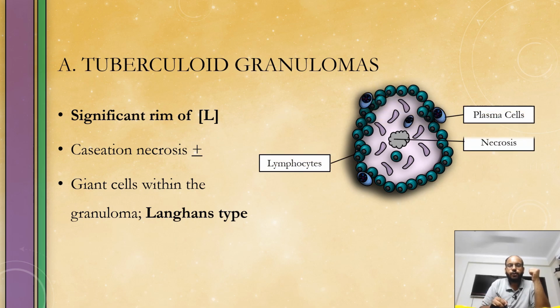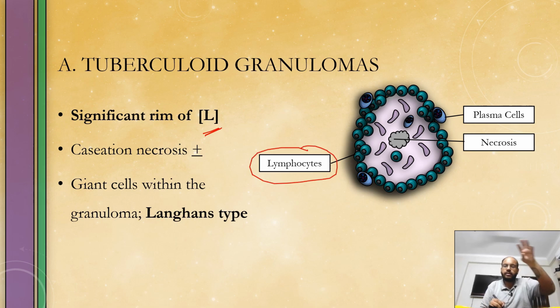In tuberculoid granuloma, we will see a significant rim of lymphocytes. So here you can see that the modified epithelioid cells are surrounded by a lymphocytic rim. So this is lymphocytes. Okay, so there's a rim around the epithelioid cells which is made up of lymphocytes. That is known as the rim of lymphocytes. There may or may not be caseation necrosis.